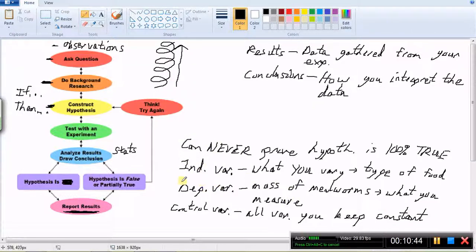Okay, so we have our independent, dependent, and control variables. I think that will do it for this lesson on the scientific method.